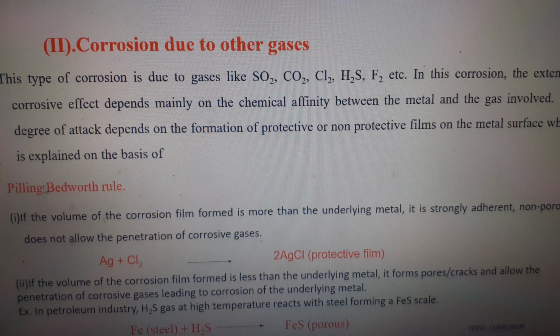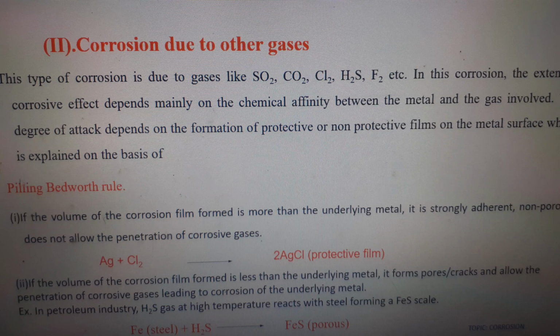Now the third type is corrosion due to other gases. This type of corrosion is due to gases other than oxygen, like sulfur dioxide, carbon dioxide, chlorine, H2S, fluorine, etc. In this corrosion, the extent of corrosive effects depends mainly on the chemical affinity between the metal and the gas involved. Okay? The degree of attack depends upon the formation of a protective or non-protective film on the metal surface, which is explained on the basis of the Pilling-Bedworth rule. Now this is very important.